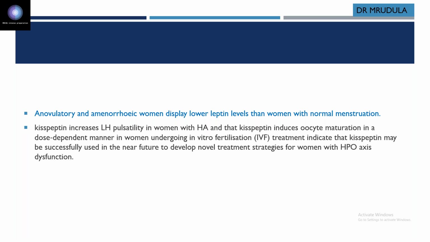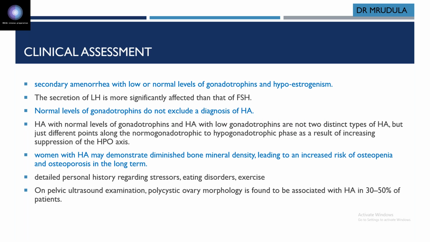Kisspeptin increases LH pulses in women with hypothalamic amenorrhea, and kisspeptin can induce oocyte maturation in a dose-dependent manner. They have tried kisspeptin, but it is still not recommended for hypothalamic amenorrhea. But it can be a novel drug, a novel treatment strategy in the future.